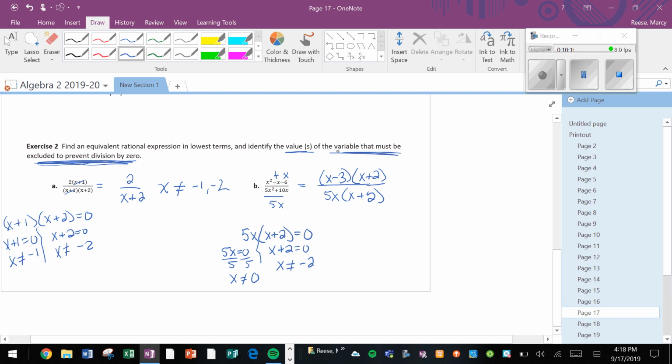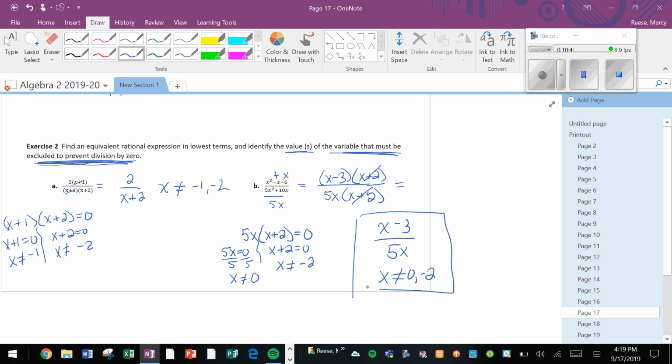I'm also going to make an equivalent rational expression. So then I come back up to where it's factored, and I cancel like binomials or polynomials out. So those are canceled. What I have left is x minus 3 all over 5x, where x cannot equal 0 or negative 2. And that is my final answer. So I reduced it, basically, and I found what would make the denominator equal 0.